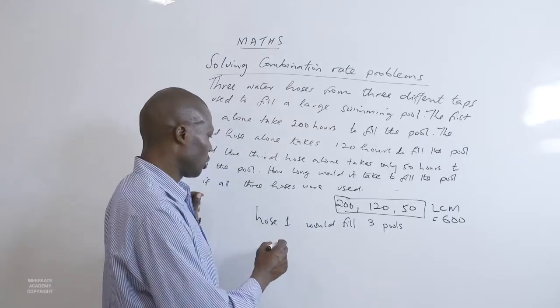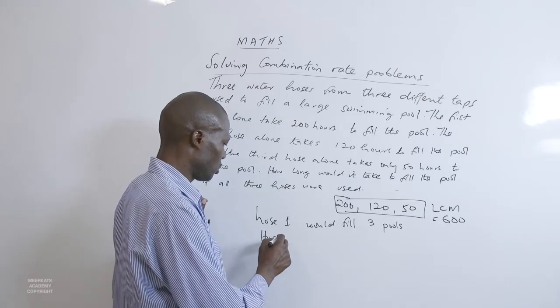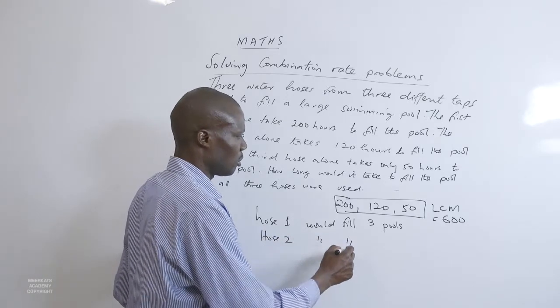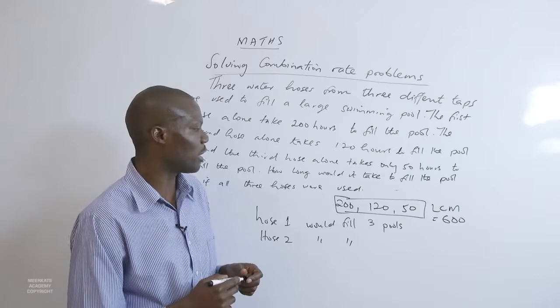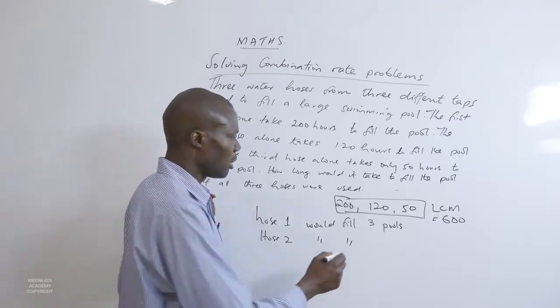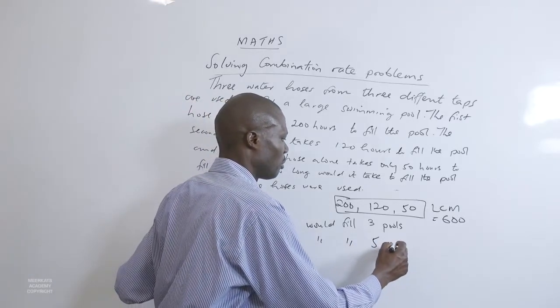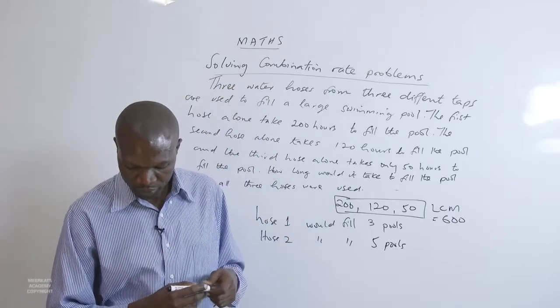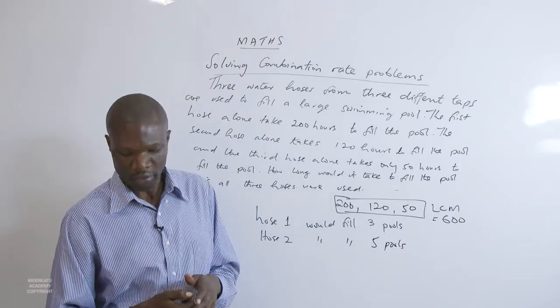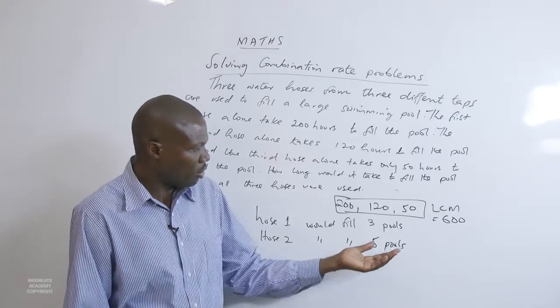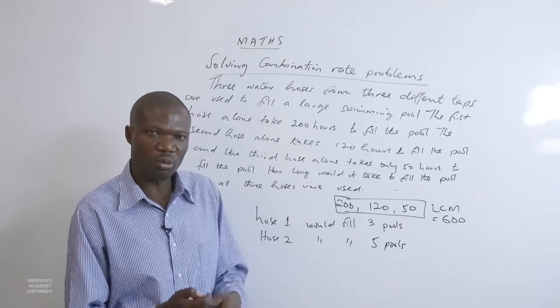If it was horse 2, it would take 600 divided by 120. This would fill 5 pools. So we are using the LCM to see how to approach this.